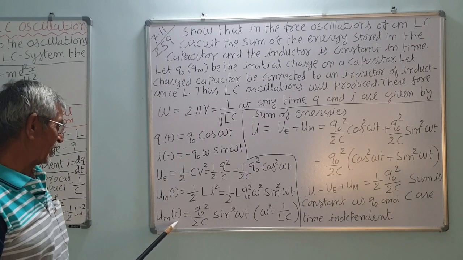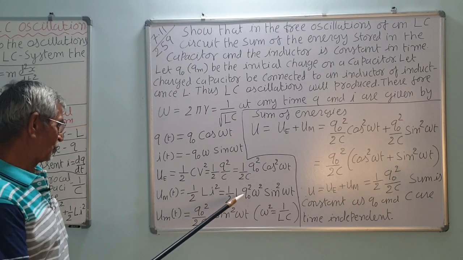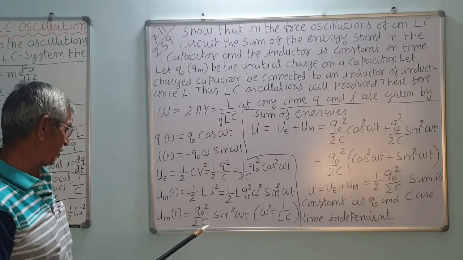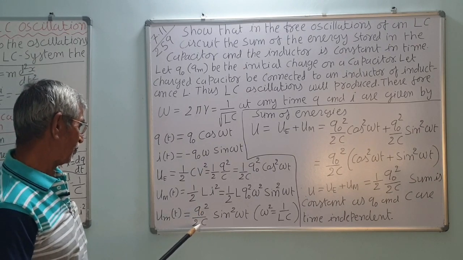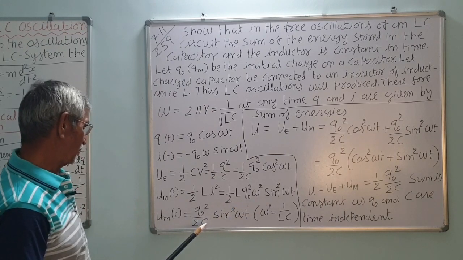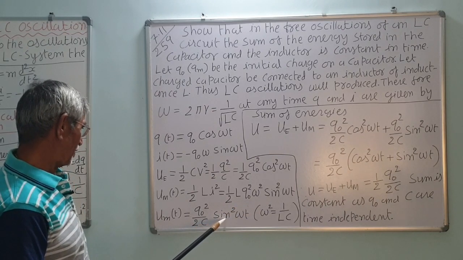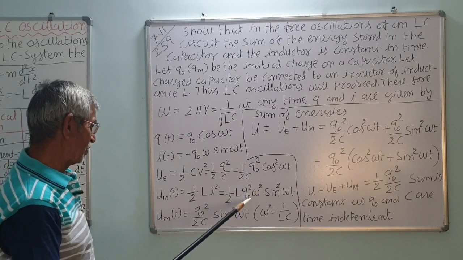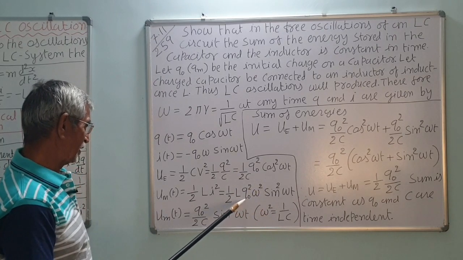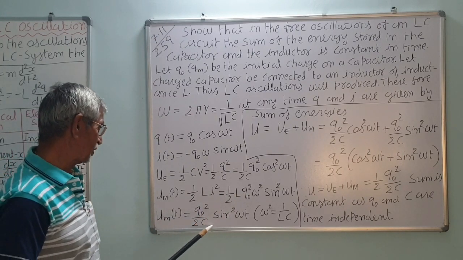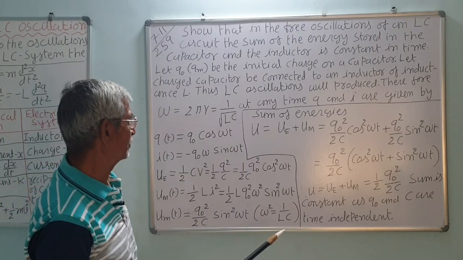Therefore, the magnetic energy U_M is equal to, correct, you can write in terms of the capacitor as Q0 square upon 2C sin square omega t, since omega square is equal to 1 upon LC. So, 1 upon LC, L will be cancelled, so that will be C. So, Q0 square upon 2C into sin square omega t.